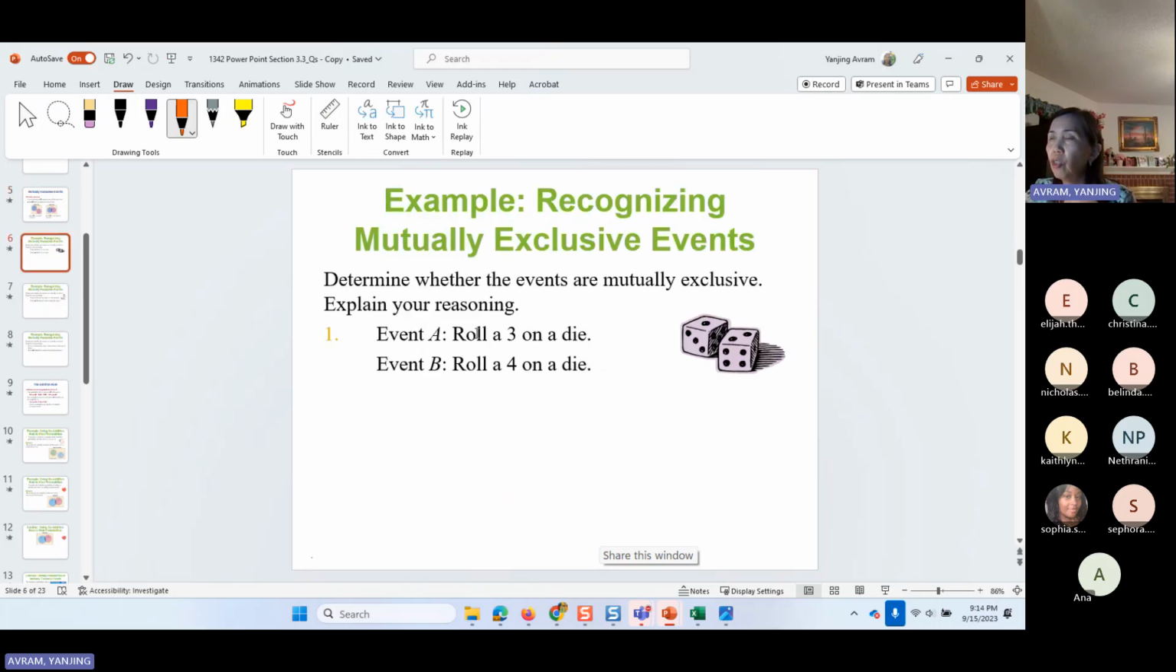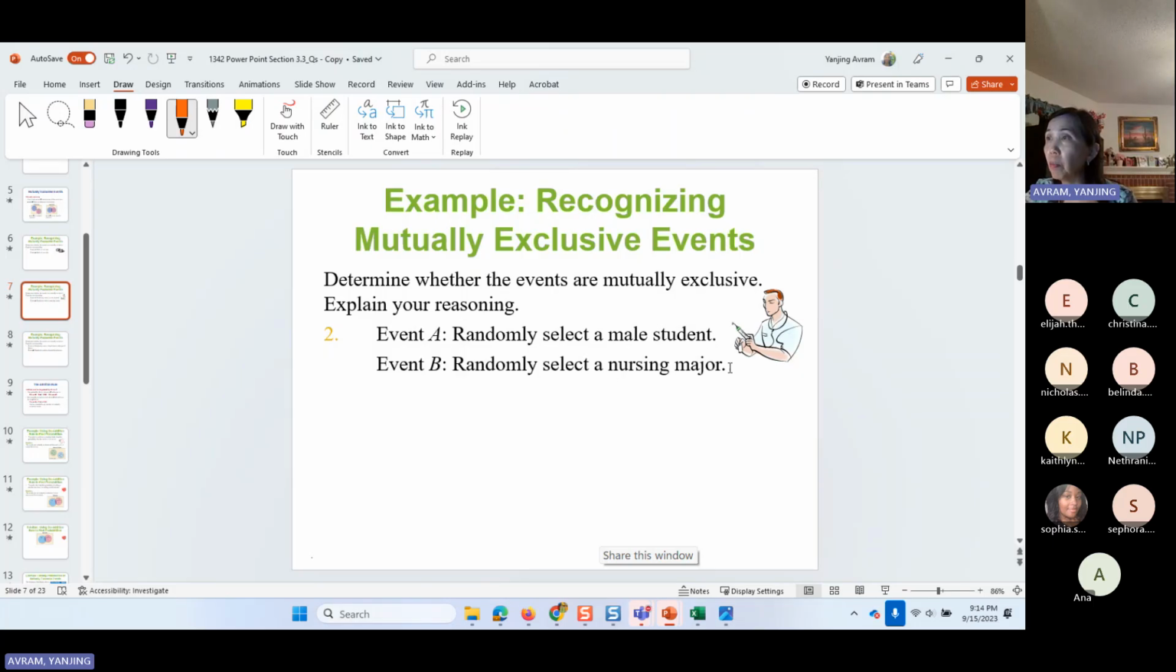Look at this event here: rolling a 3 on a die, rolling a 4 on a die. Well, 3 is 3, 4 is 4, so there's nothing in common here. This is called mutually exclusive. For this one, a male student and a nursing major, which I just gave as an example earlier, you can be a male student and also major in nursing, so this is not mutually exclusive.